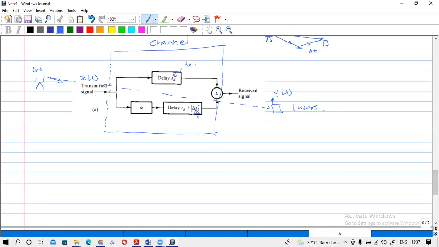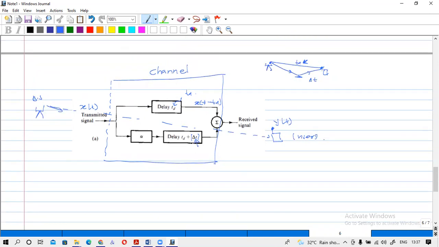We know that we have transmitted x(t), and that x(t) is delayed here. So here we have x(t minus Td), because this transmitted signal is delayed. And due to this delay, you can see that there is also an attenuation or gain factor, which may happen because of the reflection or something. We don't know, but we can just imagine.